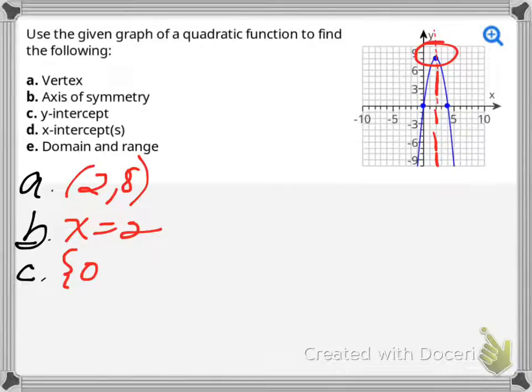The y-intercept is that point along the y-axis where the graph crosses the y-axis. So we could just write 0, or if you want, you could write the whole point, (0, 0).